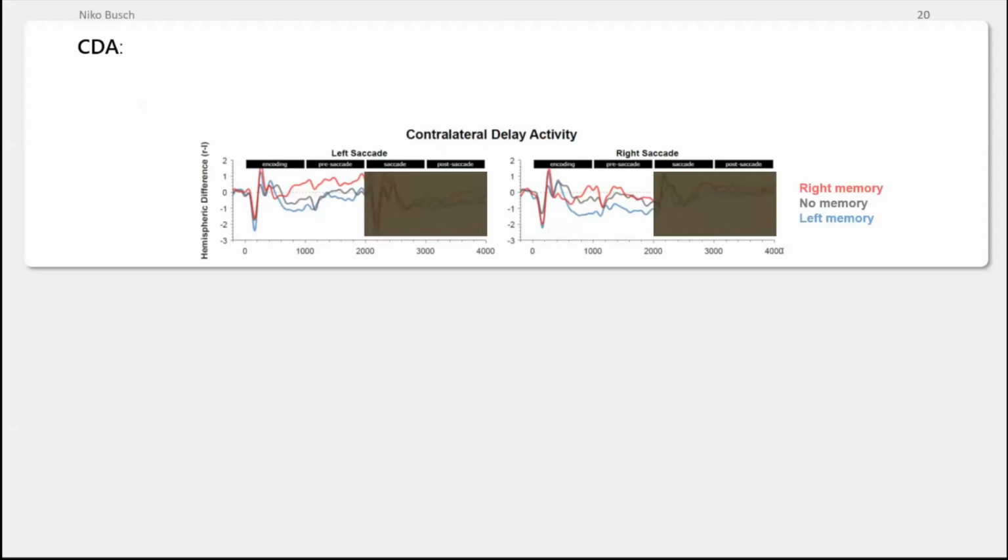So one signal we looked at was the event-related potential, the contralateral delay activity. That's a signal that is very specific to short-term memory tasks. The consensus seems to be that this is really a reflection of the actual maintenance process. Okay, there's a lot to unpack here, and in the interest of time, I will briefly summarize it, and you just have to believe me.